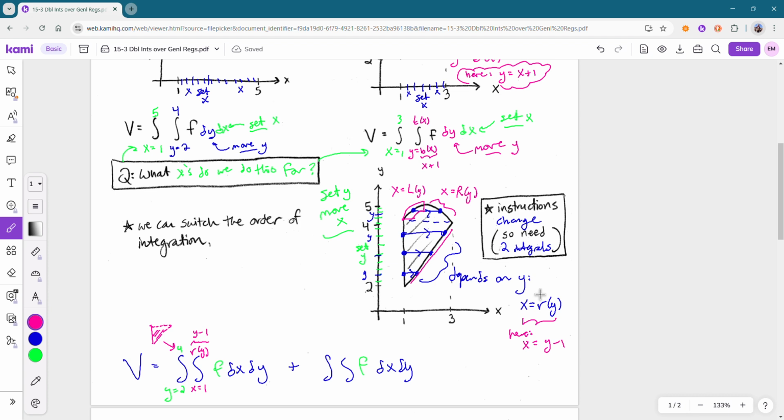Now for the curvy section up top, we're always starting x on this left-hand curve, stopping it on the right. So it'd be x equals L of y up to R of y, whatever those functions happen to be. And what y's are we using? Y's from 4 up to 5. That's what we're cutting at. So y equals 4 up to 5.